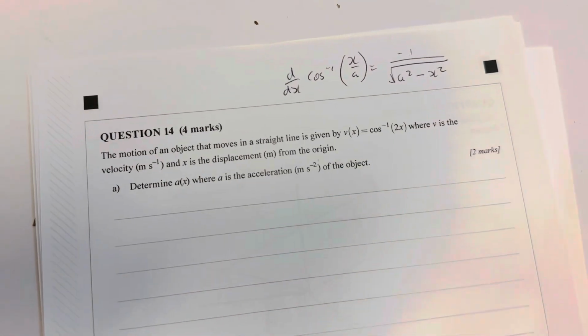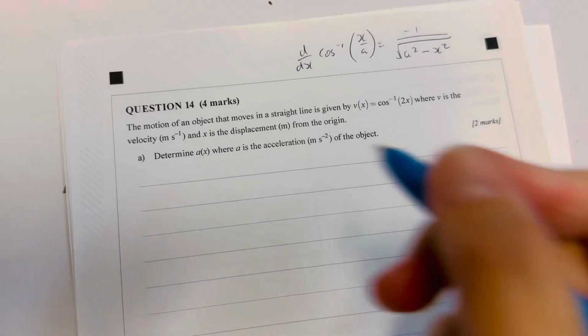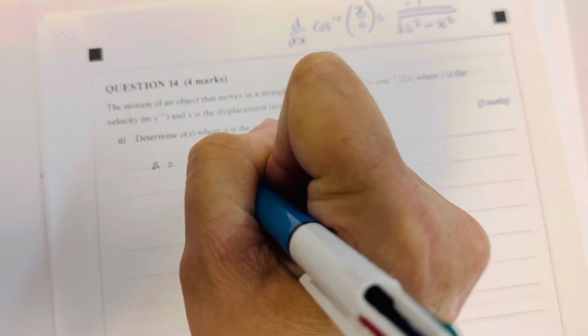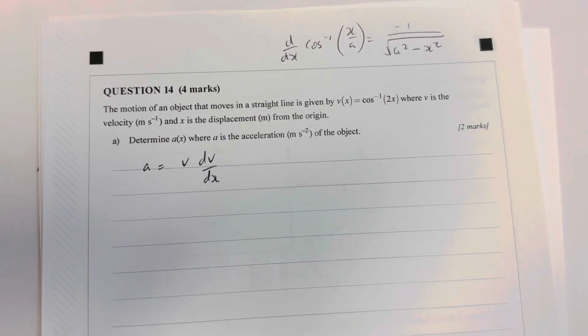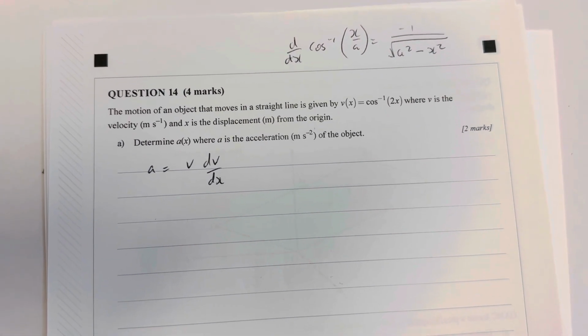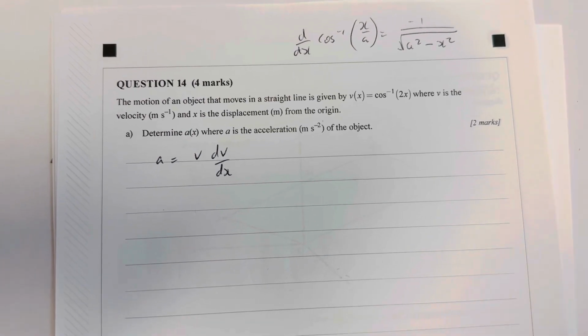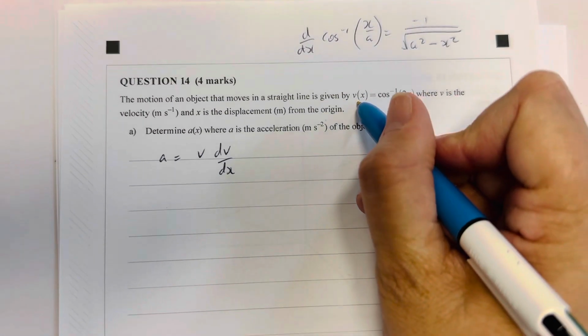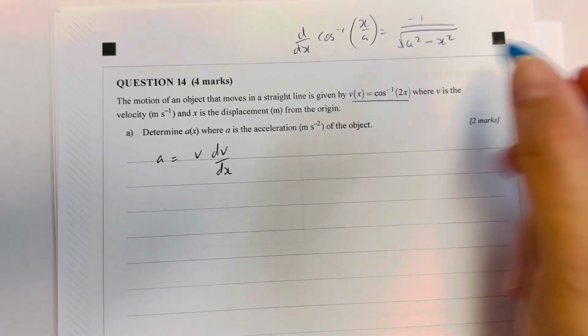Now we've got our different versions of a, acceleration, but we're going to go with a equals v dv/dx, because in the question it doesn't talk about time at all, it talks about just velocity and displacement. Now they're giving us the velocity.